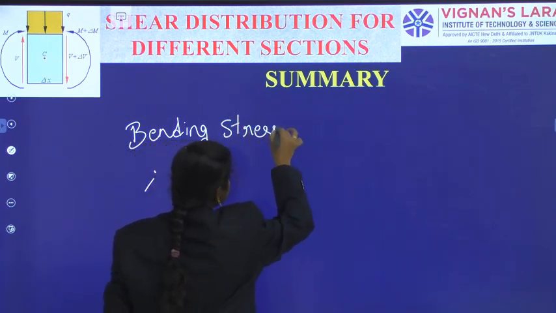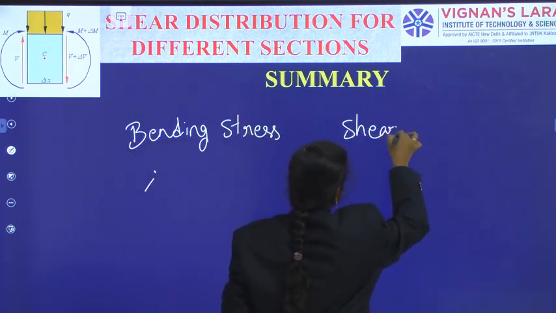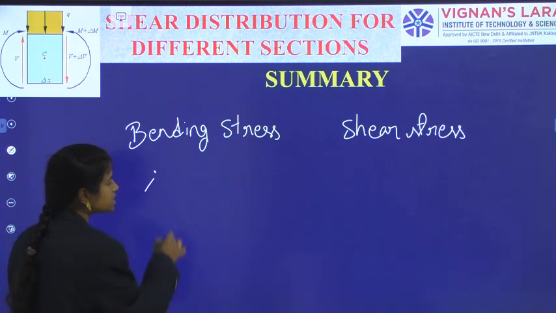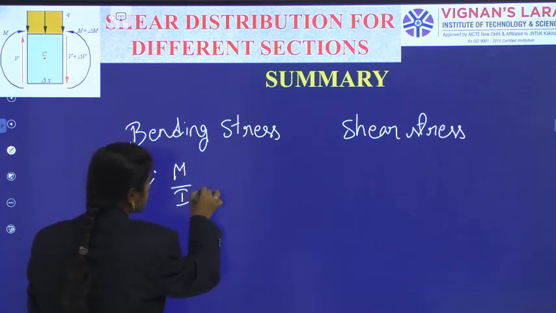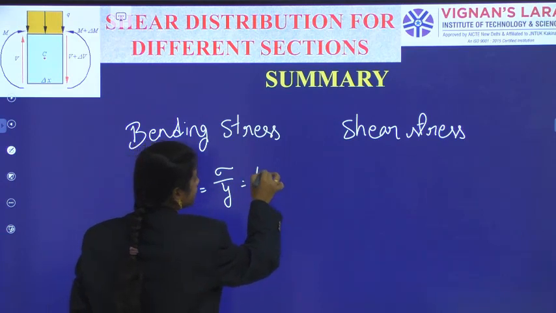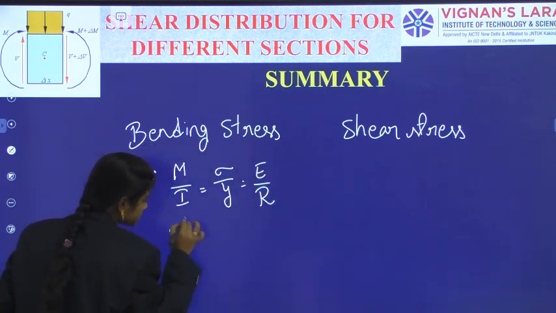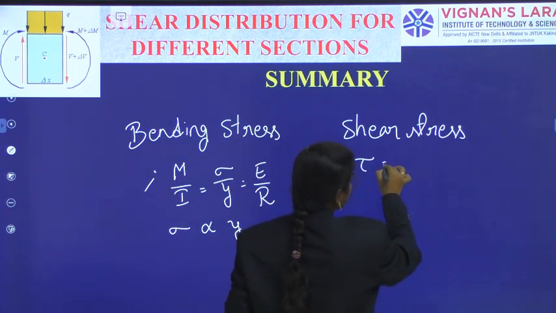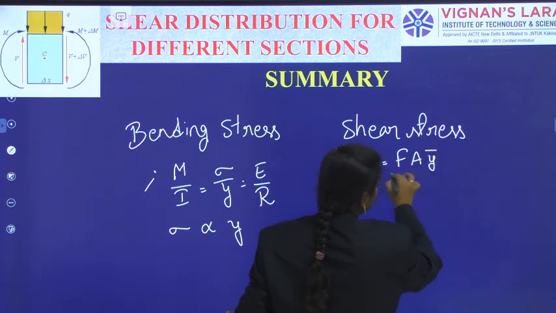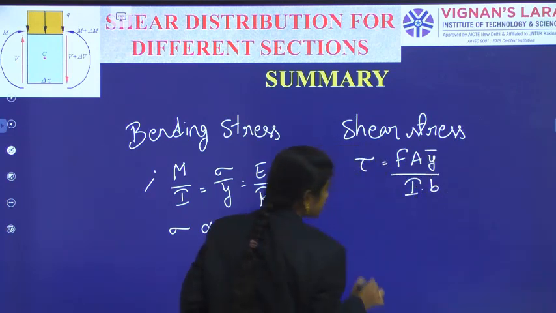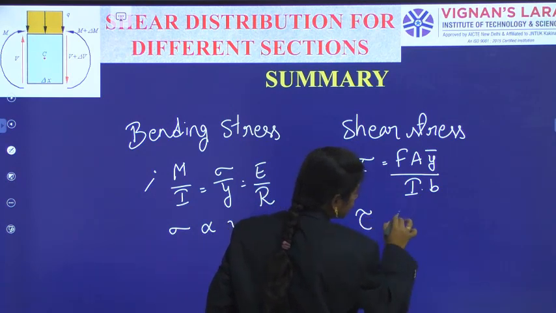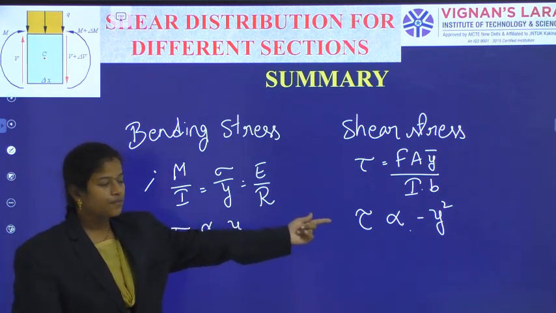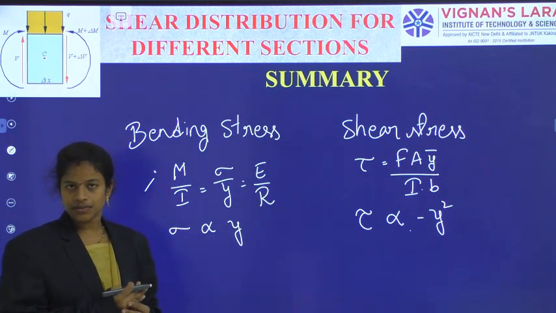Simply, we are going into a comparison of bending stress and shear stress. In bending stress, what is the main formula we have used? M by I is equal to sigma by Y is equal to E by R. Then sigma is directly proportional to Y. Here, tau is equal to F A Y bar by I times B, and the corresponding tau answer we have got is in an inverse relation with Y square. So, with minus of Y square we are getting the answers.